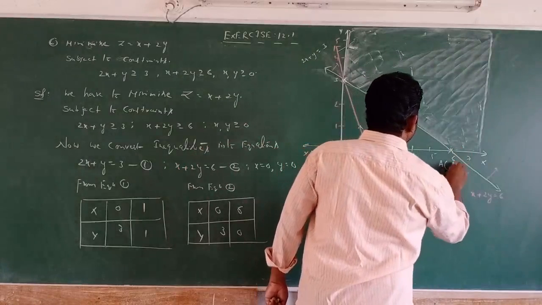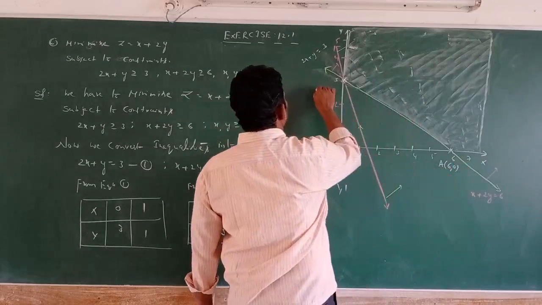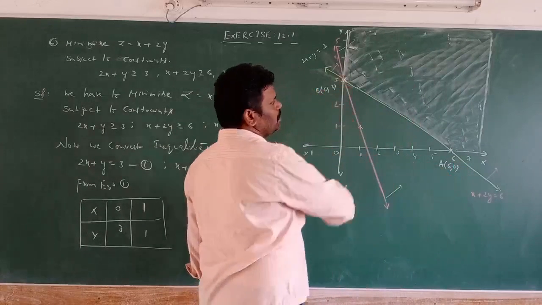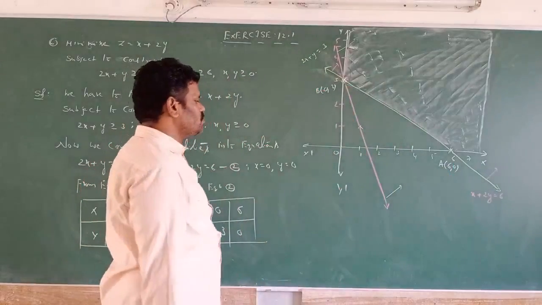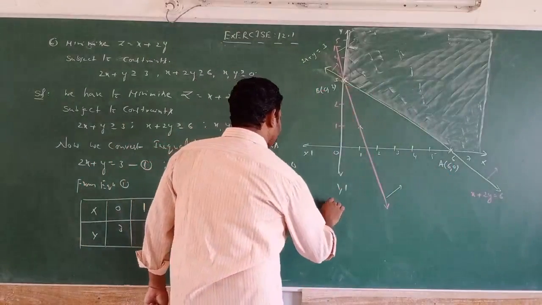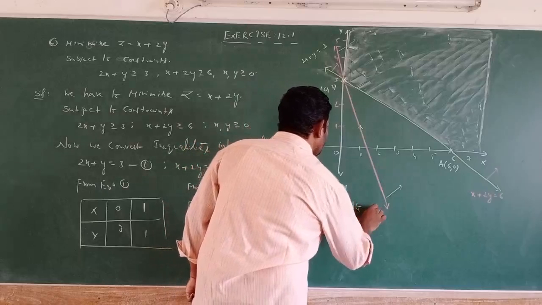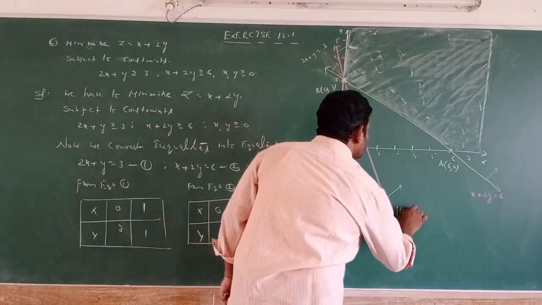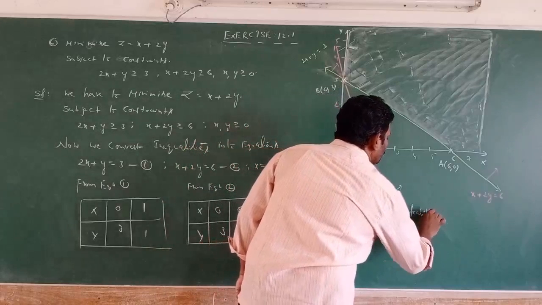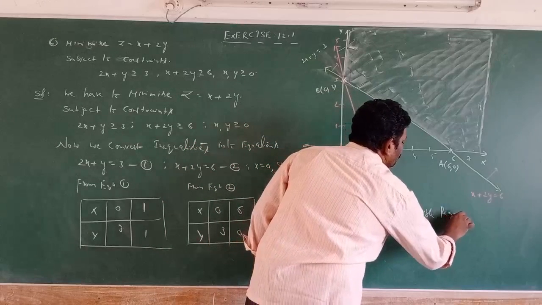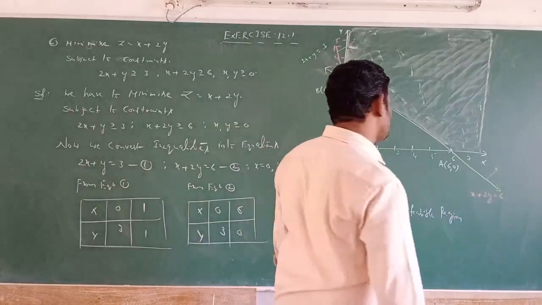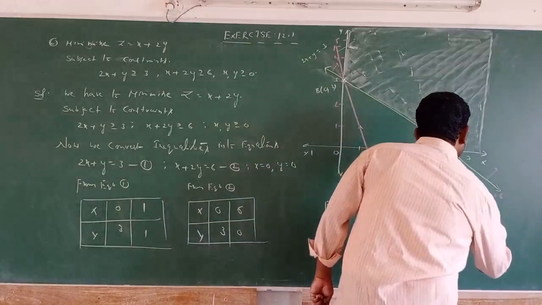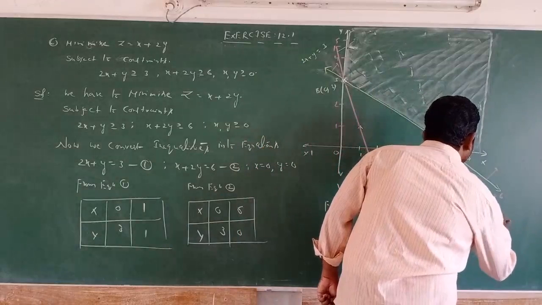Suppose this corner point is 6, 0. Now this corner point is 0, 3 value. Then what will we see again from the graph? From the graph, the feasible region is unbounded.